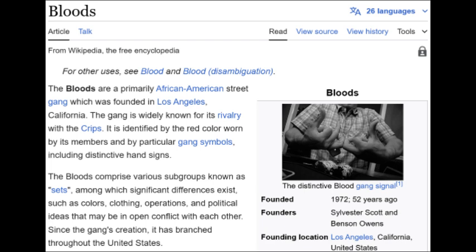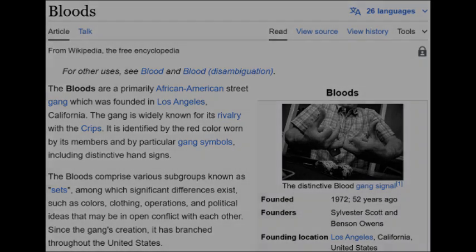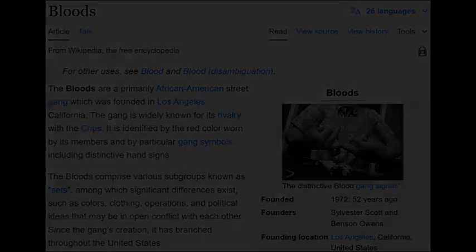The Bloods comprise various subgroups known as sets, among which significant differences exist, such as colors, clothing, operations, and political ideas that may be in open conflict with each other, since the gang's creation has branched throughout the United States.